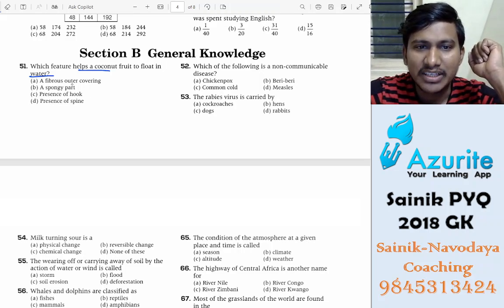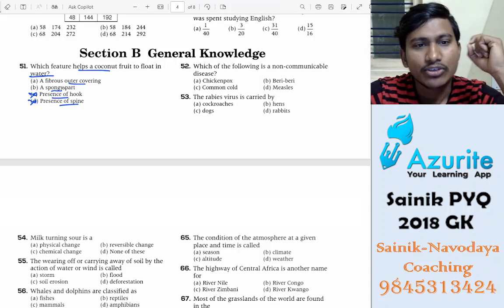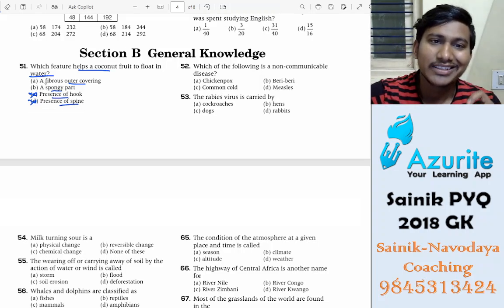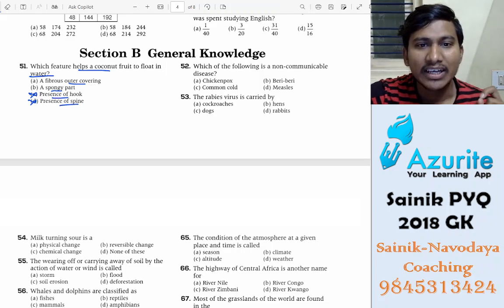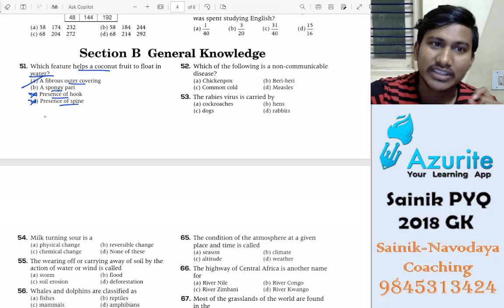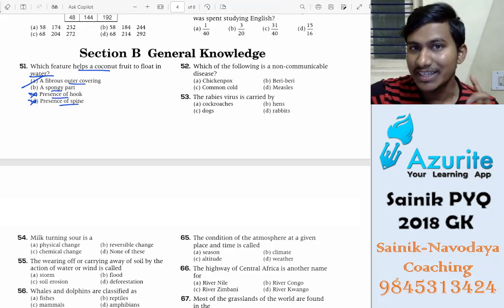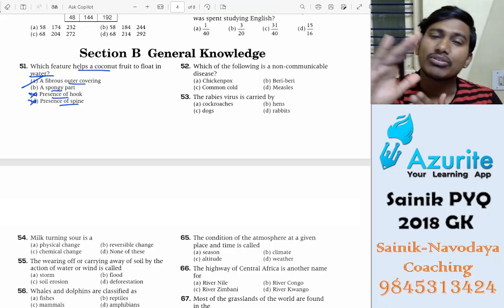Here the options are fibrous outer covering, spongy part, presence of hook, and presence of spine. Presence of hook and presence of spine will not be the answer. You may be confused between fibrous outer covering and spongy part. So the answer is fibrous outer covering. What will be the answer? Fibrous outer covering.